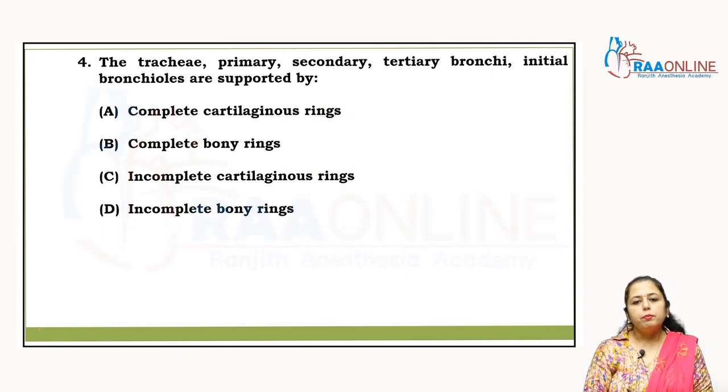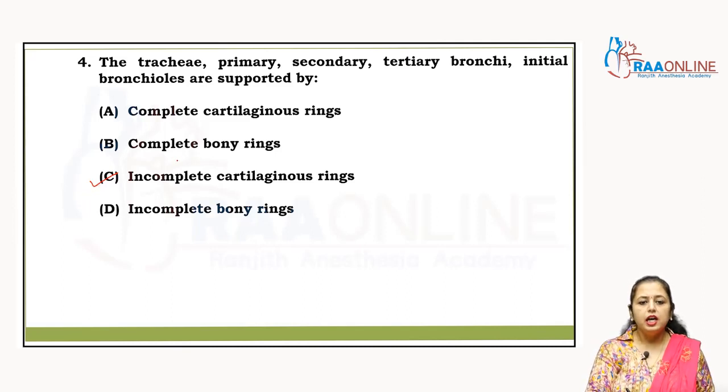Now the trachea and primary bronchi. The next question is: the trachea, primary bronchi, and secondary and tertiary bronchi are supported by incomplete cartilaginous rings, which are made up of the hyaline cartilage, right? It is made up of the hyaline cartilage. So the answer of the fourth is C.